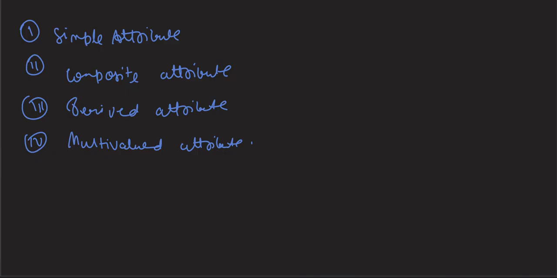phone numbers, so one person can have multiple phone numbers, okay, like me only, मेरे पास अभी 3 फोन नंबर्स हैं। So these all are the types of attribute.